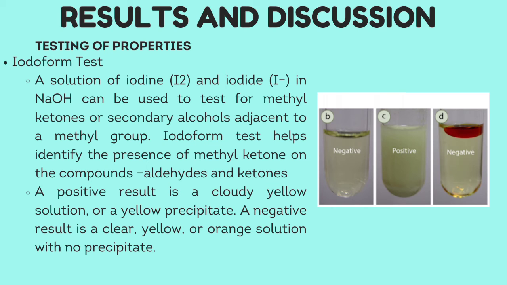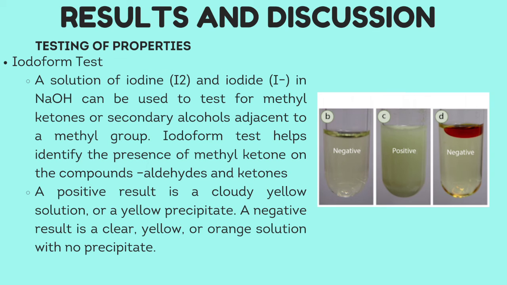Now let's proceed to the iodoform test. A solution of iodine and iodide in NaOH, or sodium hydroxide, can be used to test for methyl ketones or secondary alcohols adjacent to a methyl group. When iodine and sodium hydroxide are added to a compound that contains either a methyl ketone or a secondary alcohol with a methyl group in the alpha position, a pale yellow precipitate of iodoform, or triiodomethane, is formed. This iodoform test will help identify the presence of methyl ketone in the compounds of aldehydes and ketones.